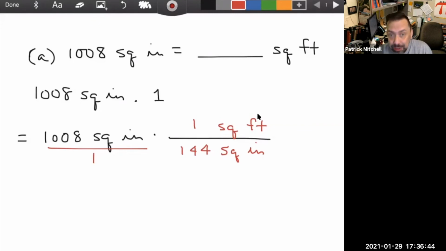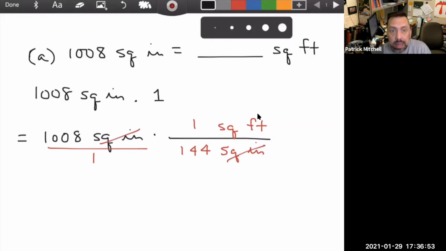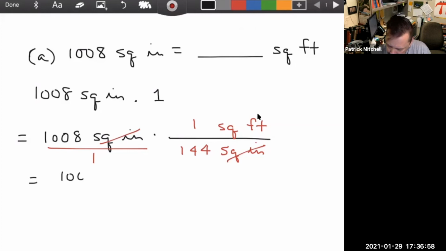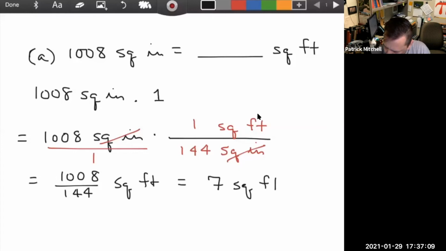The square inches are going to cancel each other out, and that tells me that the number of square feet in 1008 square inches is 1008 divided by 144, which I believe comes out to 7. So there are 7 square feet in 1008 square inches. All right, next example.